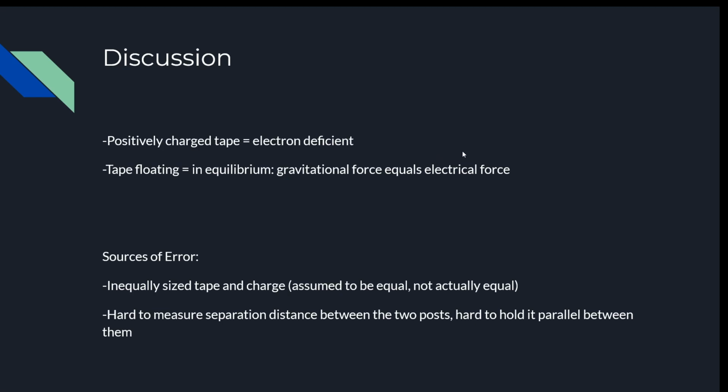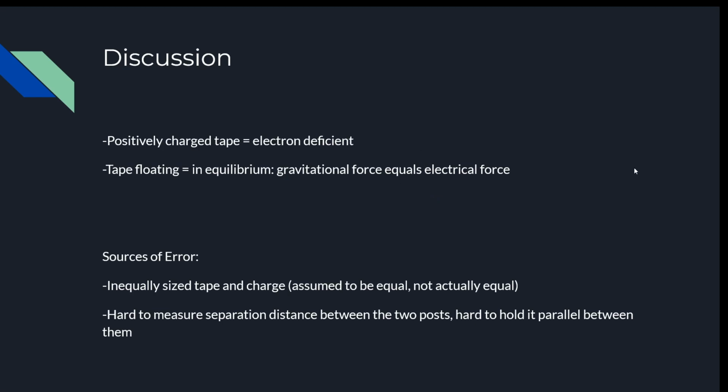So as mentioned, the positively charged tape is electron deficient, and the tape is floating because it's in equilibrium with the gravitational force equaling the electrical force, and it repels downward because they're both the same charge, and they're both positively charged.